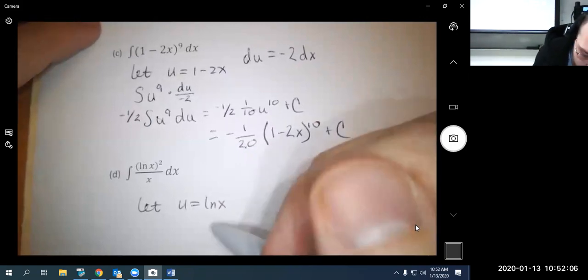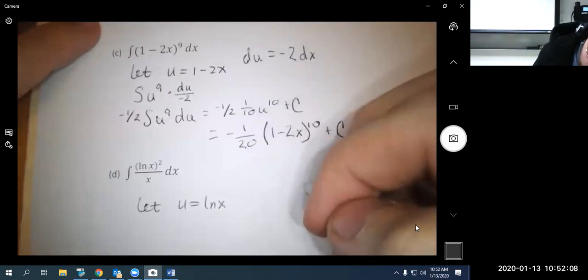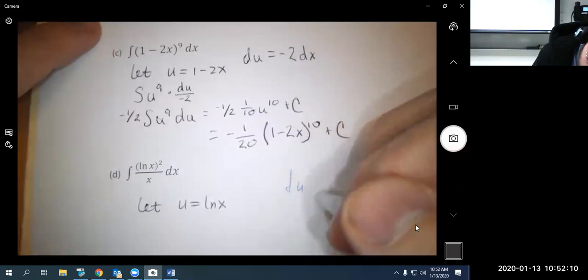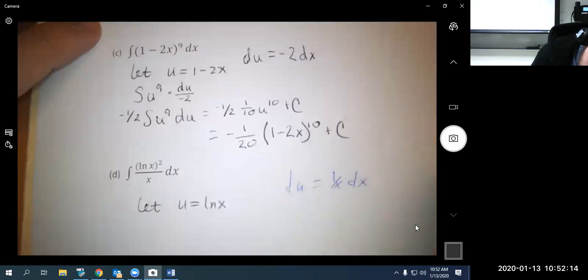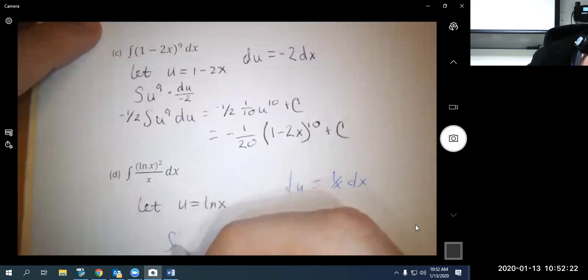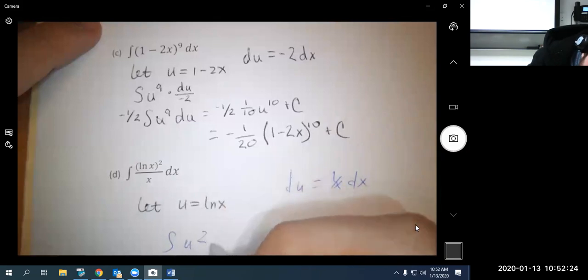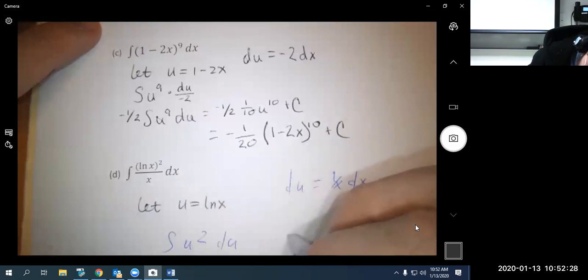So if u is ln of x, then du becomes 1/x dx. Your 1/x and dx are right here. You take them out for du, and then plug in your u. It becomes u squared du. Let's simplify through: 1/3 u cubed plus c. Plug back in.